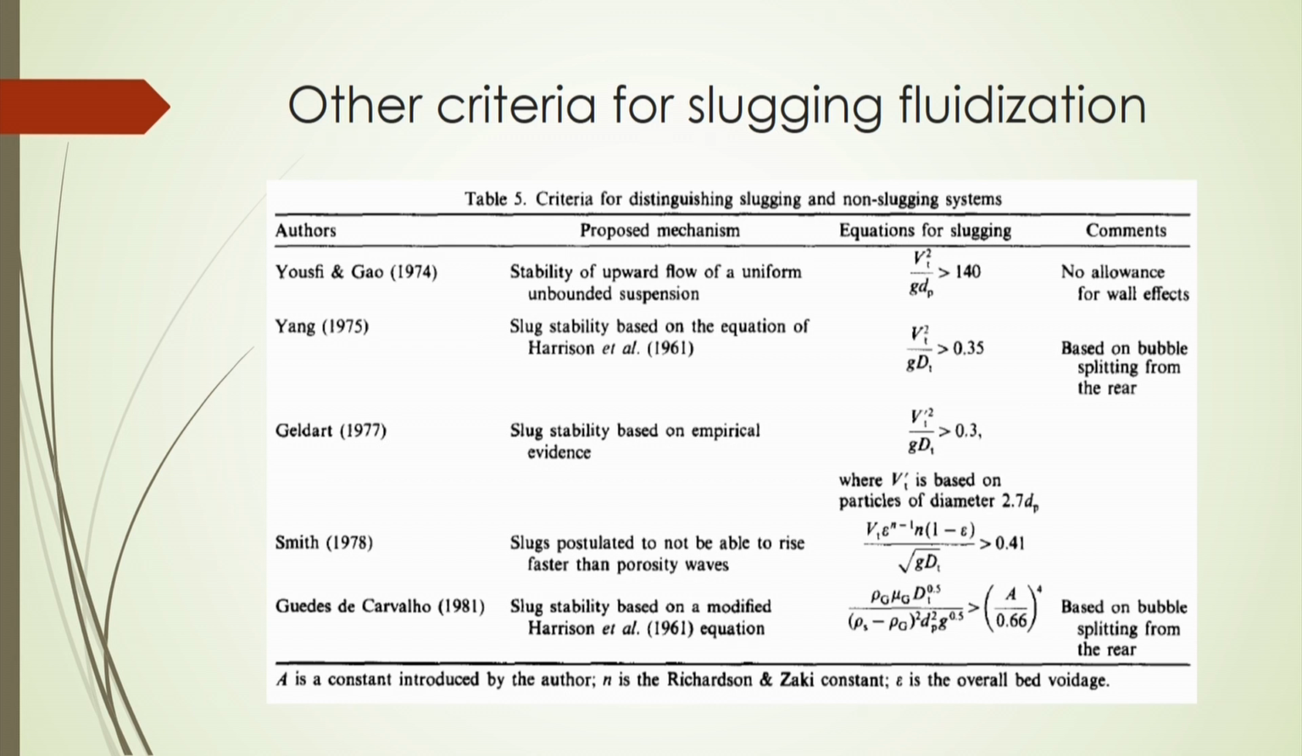And there are several other criteria for slugging fluidization. If terminal velocity squared by gD_p, which is called the Froude number, is greater than 140, then you can expect stability of upward flow of a uniform unbounded suspension. No allowance for wall effects will be there. If this Froude number is greater than 0.35, you will see a slug stability based on the equation of Harrison et al. They have produced here.